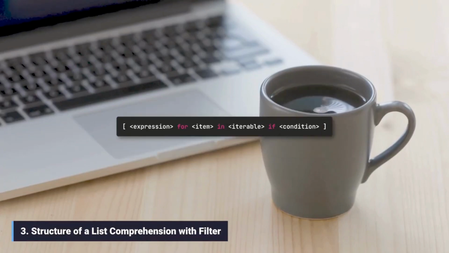3. Structure with filter. The general structure now includes the optional if condition at the very end. The process is always iterate through the iterable, check the condition, and if true, apply the expression and add it to the new list. You may combine this with the transformation technique from the previous lecture, where the expression could be number times 2 instead of just number.